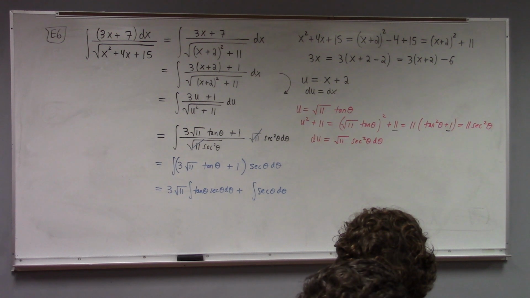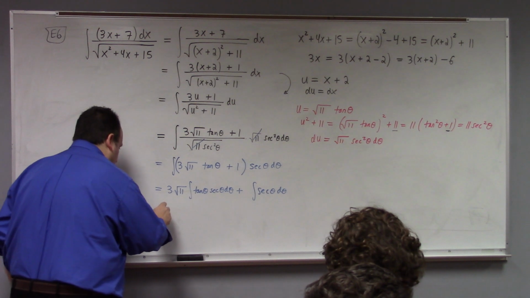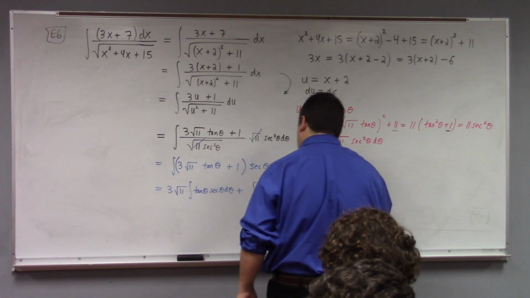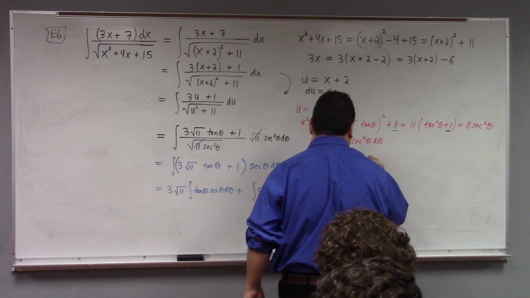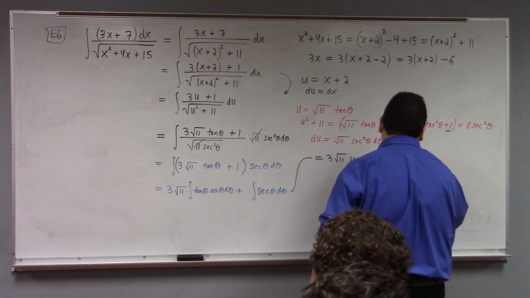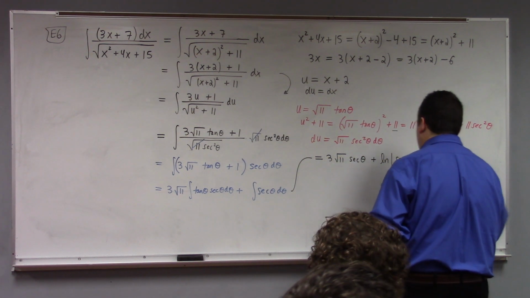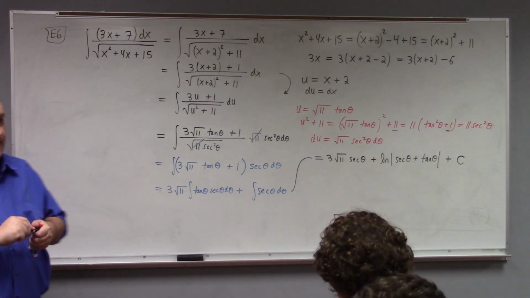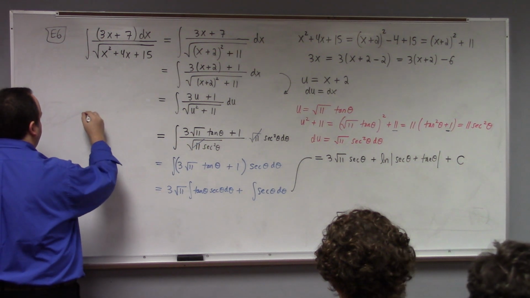And those are integrals we can do, right? So what does it look like? We got ourselves a, let's see here. I'm gonna put it over here. Equals 3 root 11 secant theta plus the natural log of the absolute value of secant theta plus tangent theta plus a constant. Now we'd like to make it pretty, right? How can we make this one pretty?